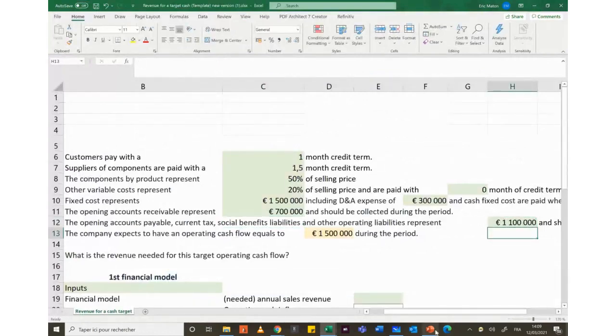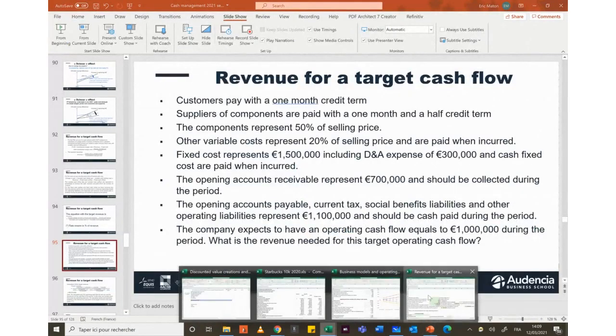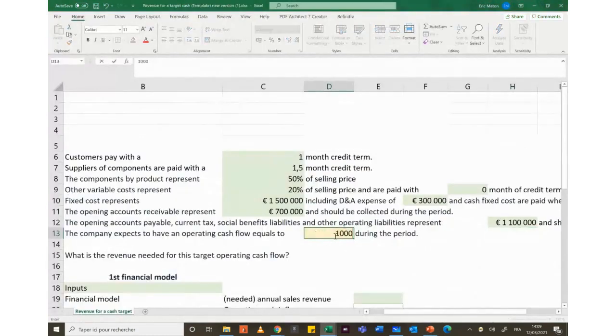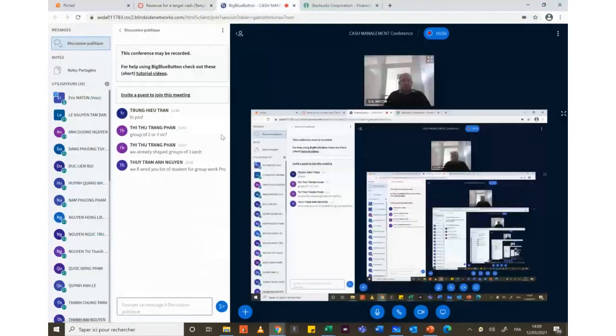Okay, and we want an operating cash flow of 1 million. So we put now 1 million. So this is the version on the slide. Okay, so you can put the same data and try to calculate.